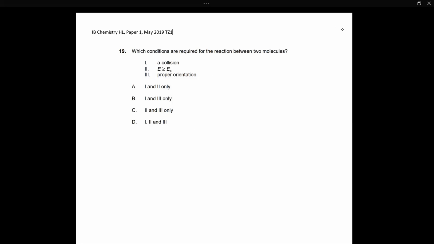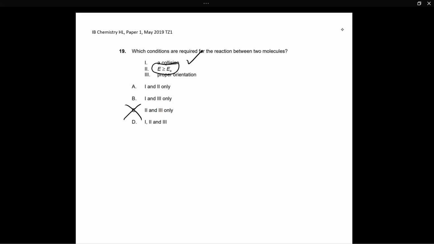So the first thing you could do is look at the first option, a collision. Is a collision required between two molecules for a reaction to occur? Well, obviously. If you don't have a collision, how are they going to react with each other? You need some form of contact. You need them to bond, or to break bonds, or something like that. Without that, a reaction between two molecules just doesn't make sense. So naturally, 1 is going to be correct, and that means we can eliminate C because there is no 1 in C. So now we're left with A, B, and D. So 1, we agree.